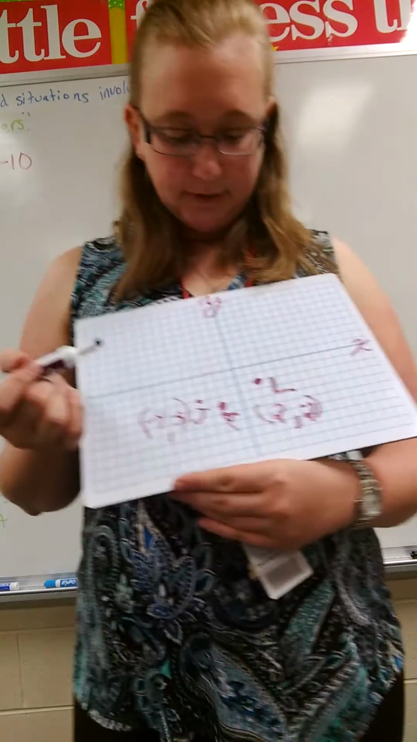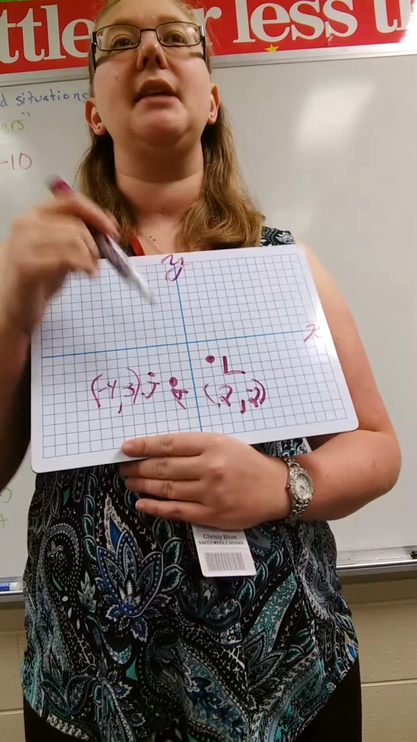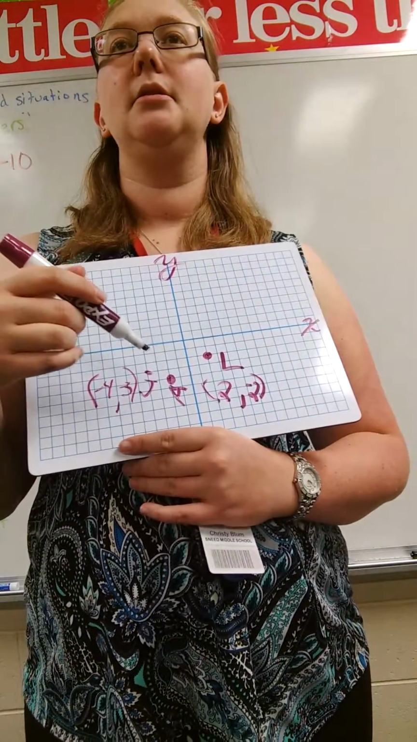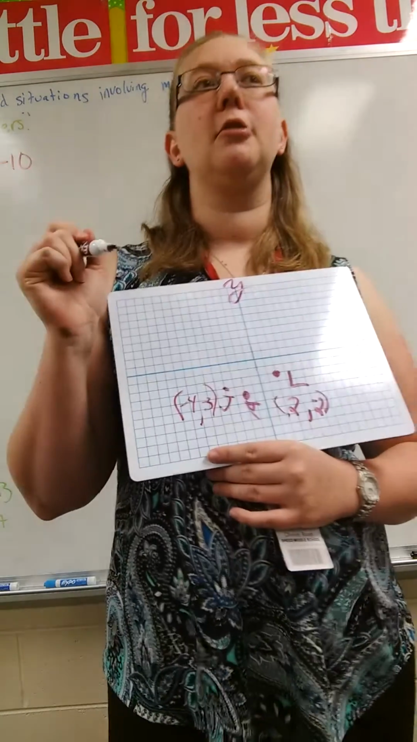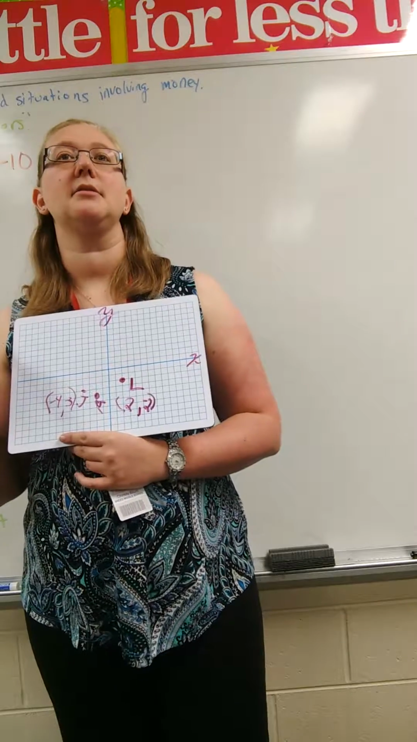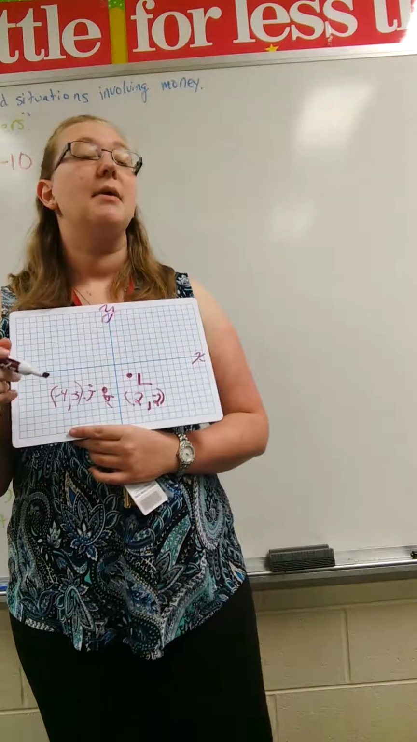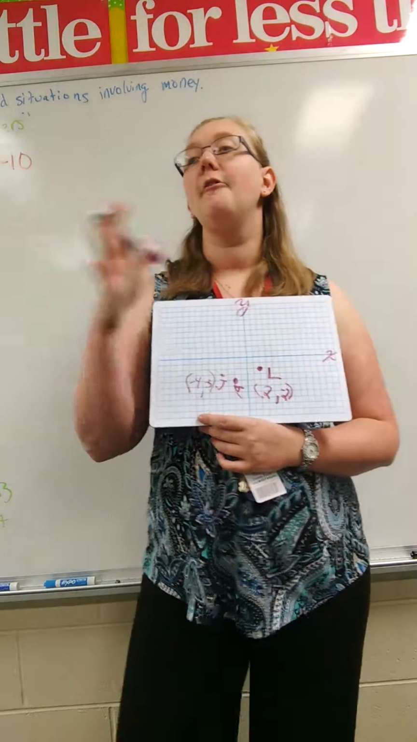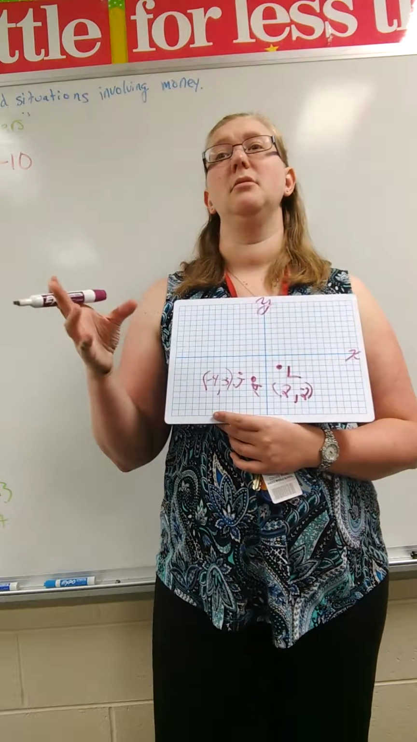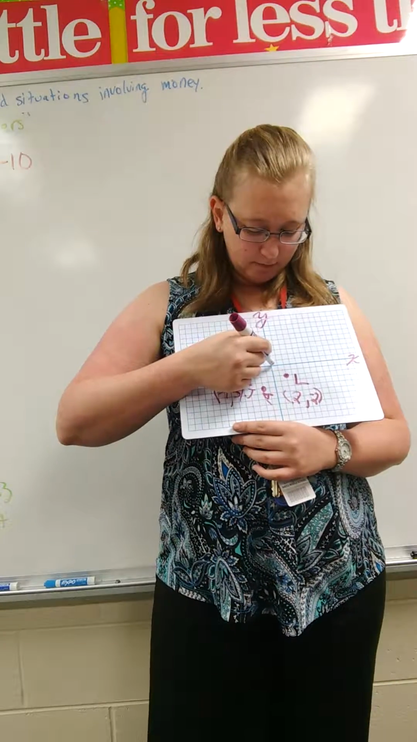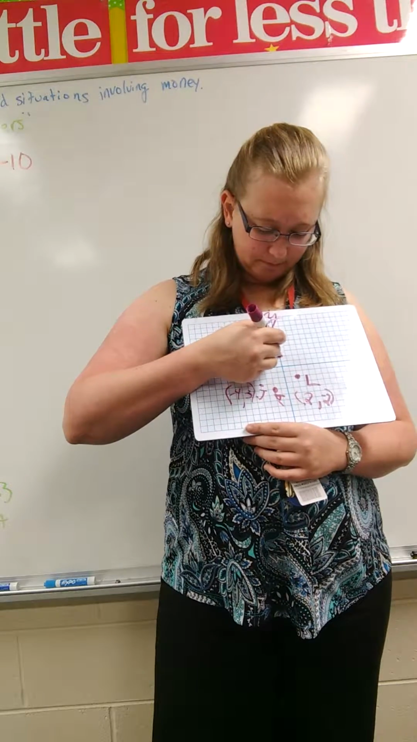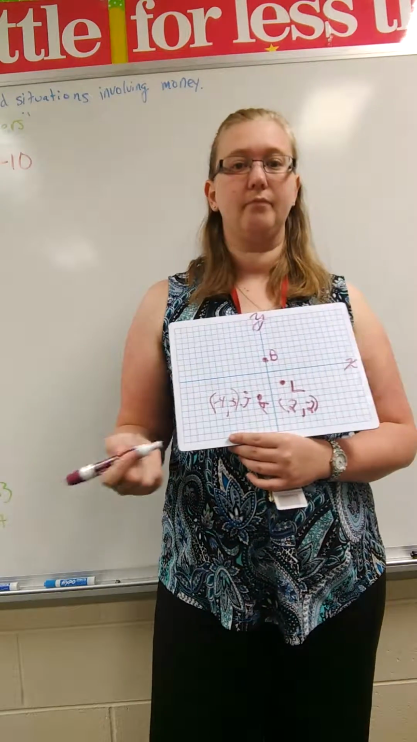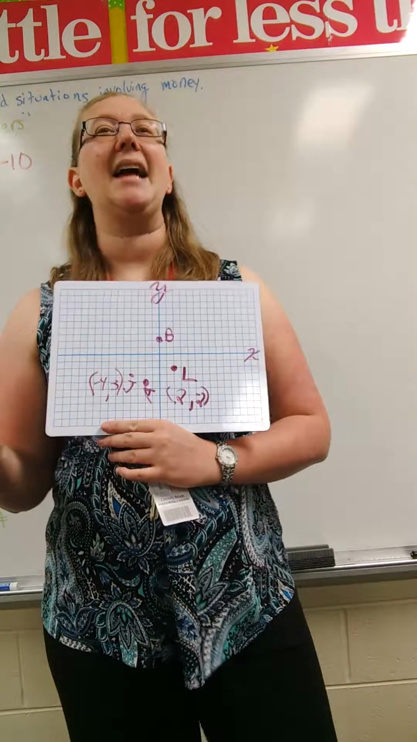Point B is at 0, 2. So if I'm at 0, 2, is that going to be on an axis? I have 0 in my ordered pair. Is that point going to be on an axis? Yes. Because either we don't go over or we don't go up. So the point 0, 2, we're at 0, we go over 0, and we go up 2. So that point is going to be on my axis.